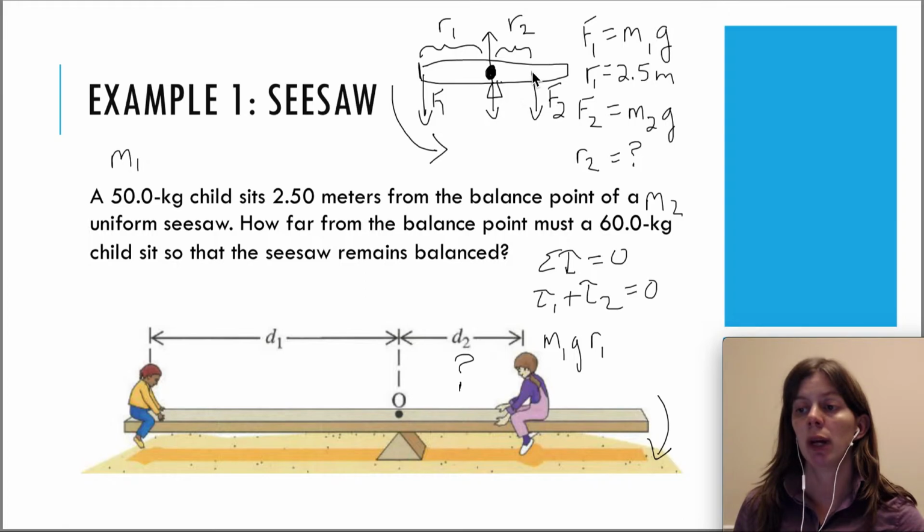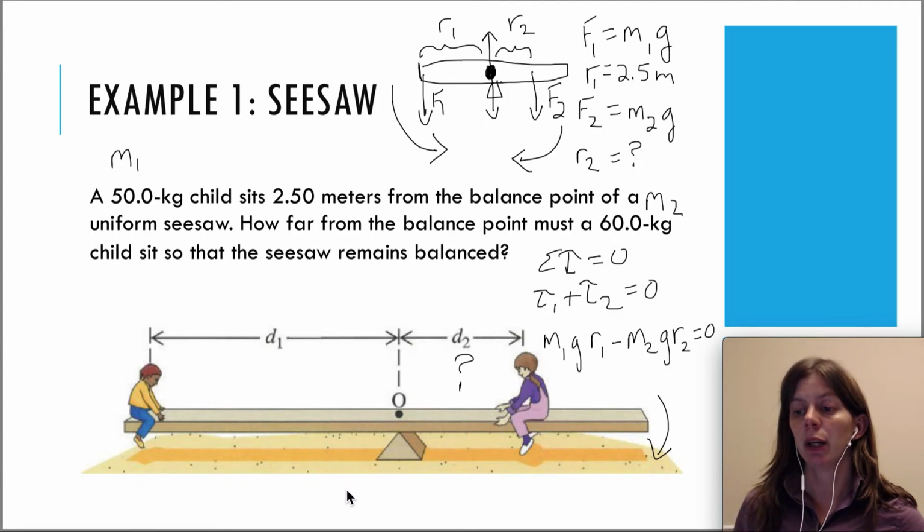Now over here on the right hand side, m2g pulling downward here is going to cause a clockwise rotation if you fix that pivot point. So the torque exerted by F2 is going to be negative. So we're going to subtract m2g times r2. The sum of these torques, where the second one was negative, is equal to 0. Now we can solve for our unknown, which is r2.